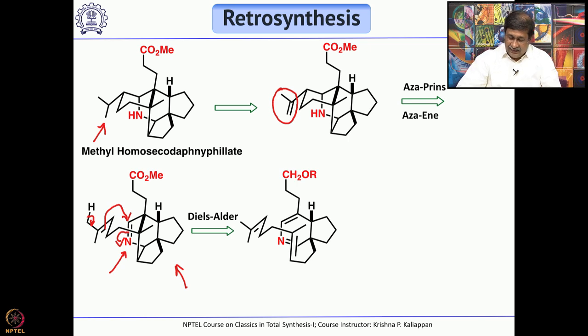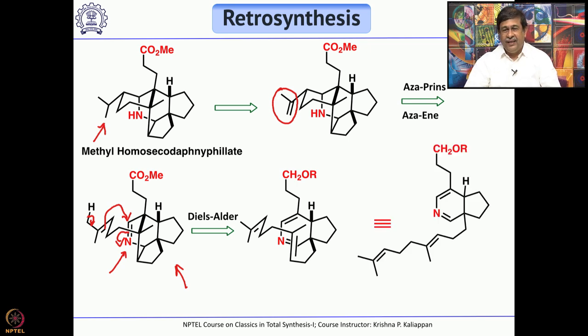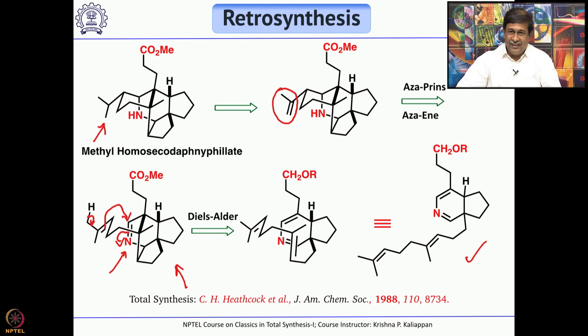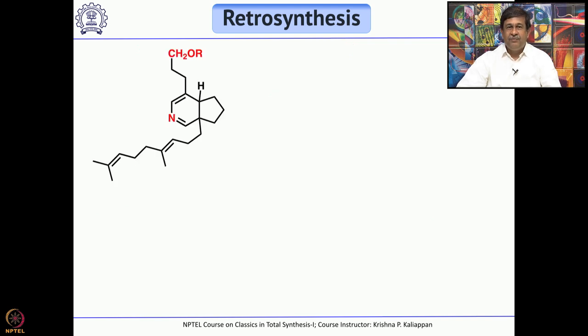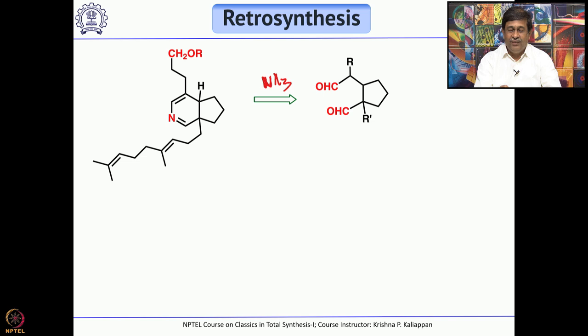Okay, and this in principle, of course, can be redrawn for the sake of better understanding. So this could be redrawn like this. Okay, now if you look at this molecule, this bicyclic compound, this can be obtained from this dialdehyde. When you treat this with an amine, for example, ammonia, if you treat with ammonia, first what will happen?